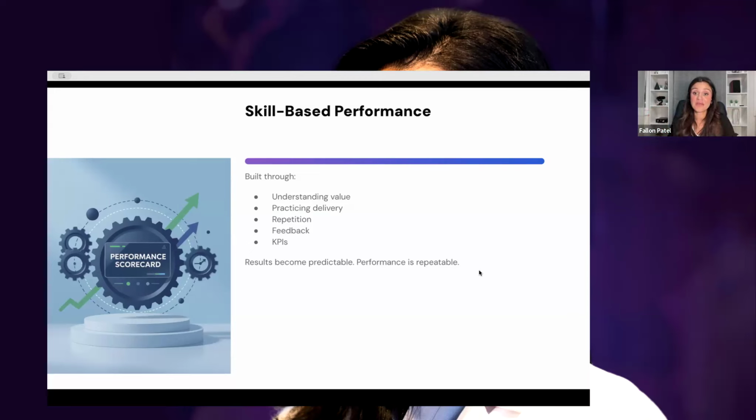So when you do this method, results become predictable. Performance is repeatable, which is great. Because once you learn how to grow and you get your plane taken off and going in the right direction, imagine you've learned how to do it for one revenue stream. You can repeat it over and over again for anything in our field. And there's so much out there that we could focus on to really grow.